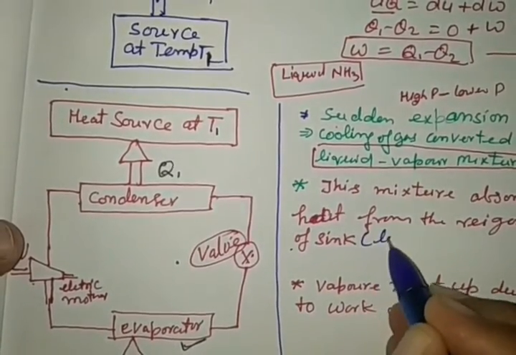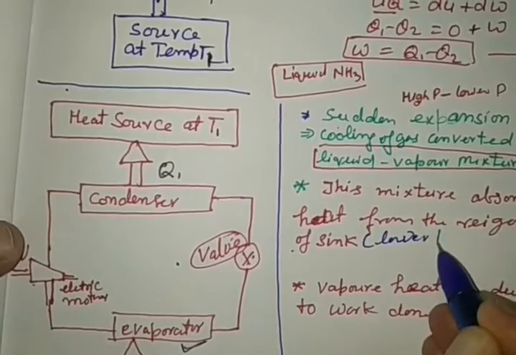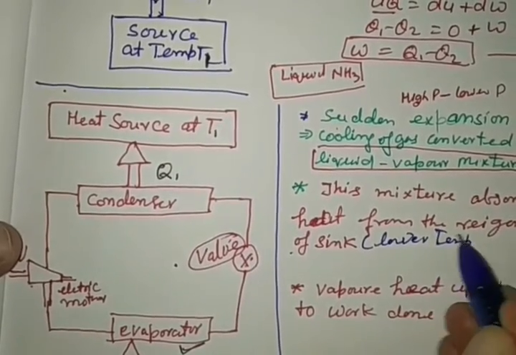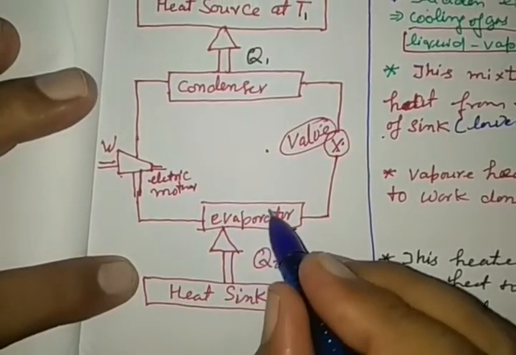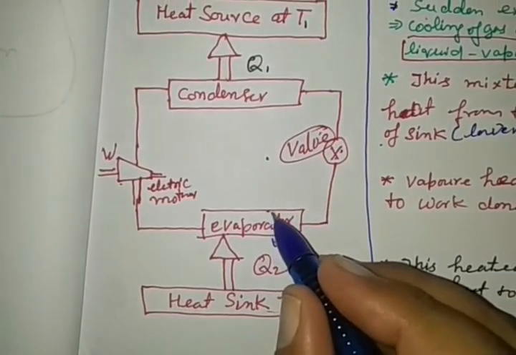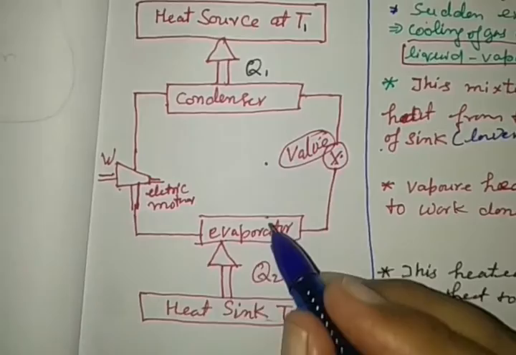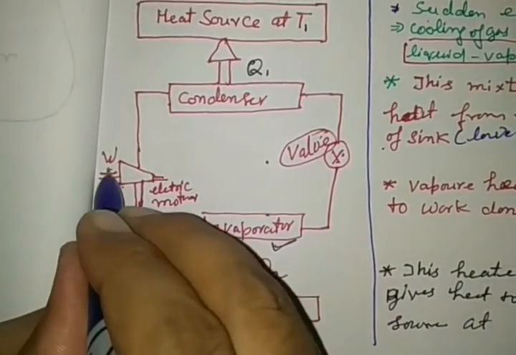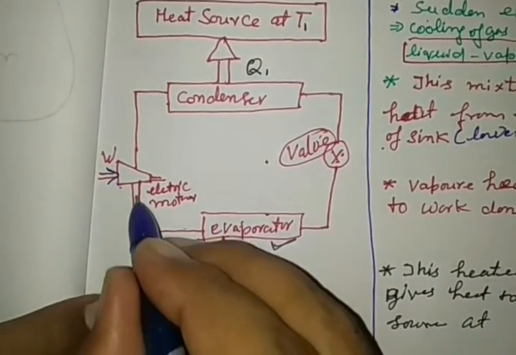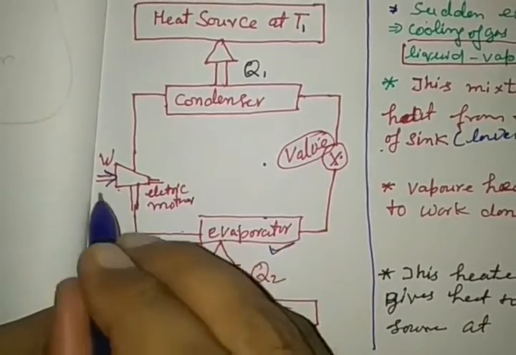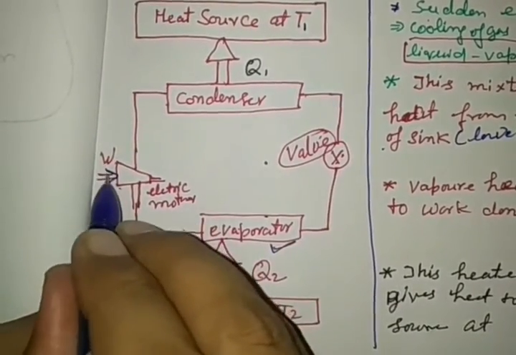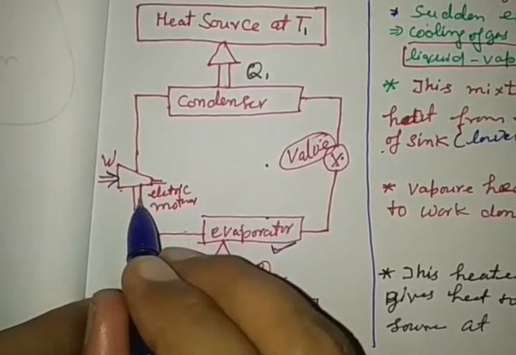Sink means lower temperature, meaning inside the freezer, and it is converted into vapor. Clear to everybody? Here it is moved forward through the electric motor. Work is done, electricity is applied.